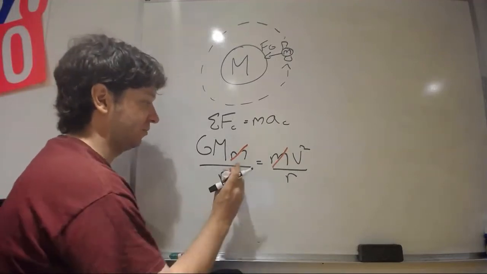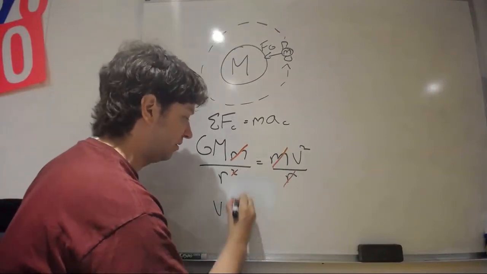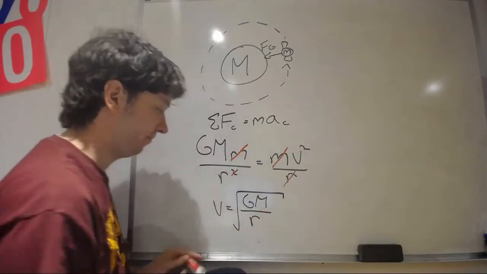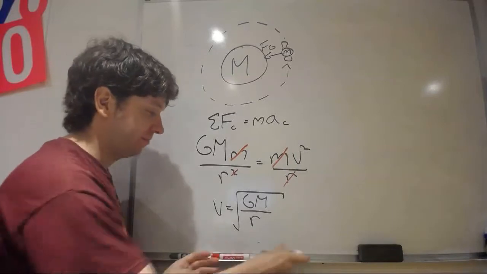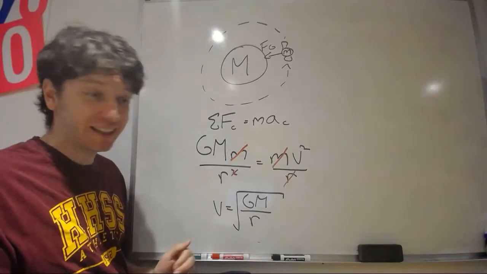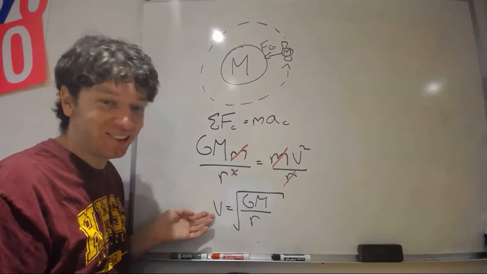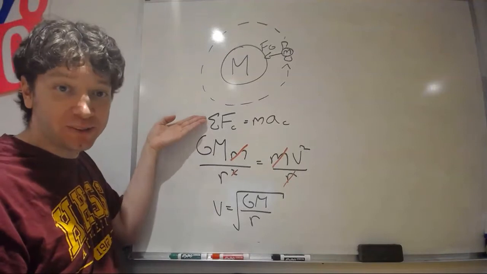One of the r's will cancel. And it's just the square root of GM over r. And that will be orbital velocity. Okay, that's an equation you will not get on your tests. Okay, it is the equation for orbital velocity, but this is where we start from.